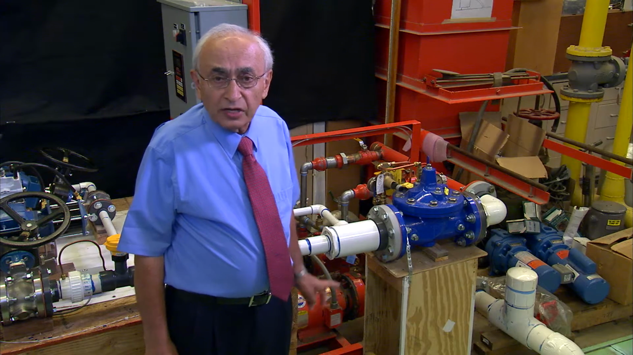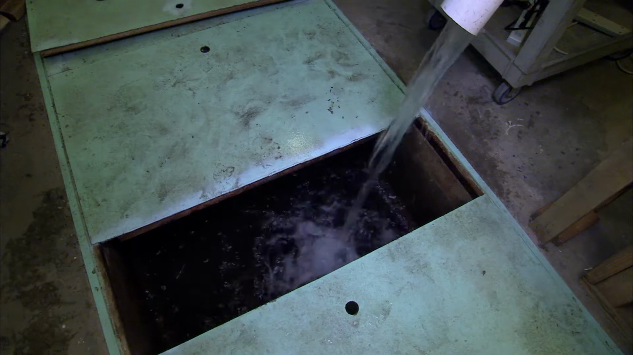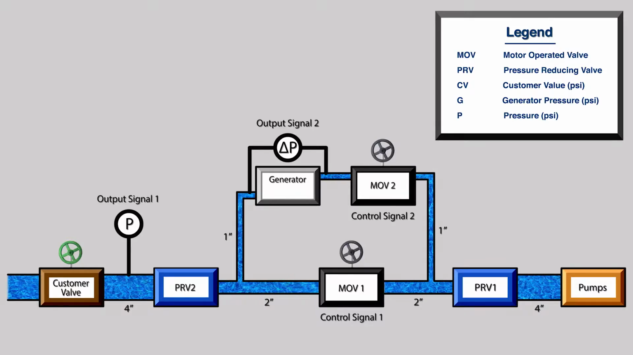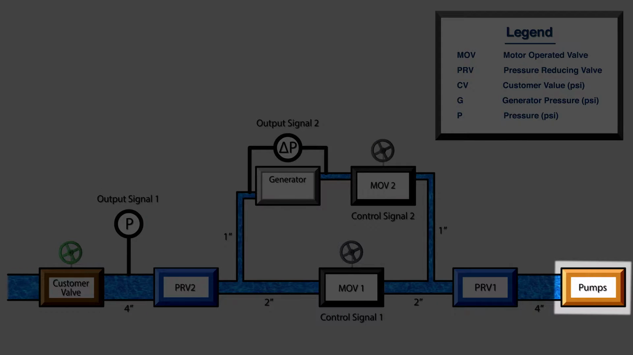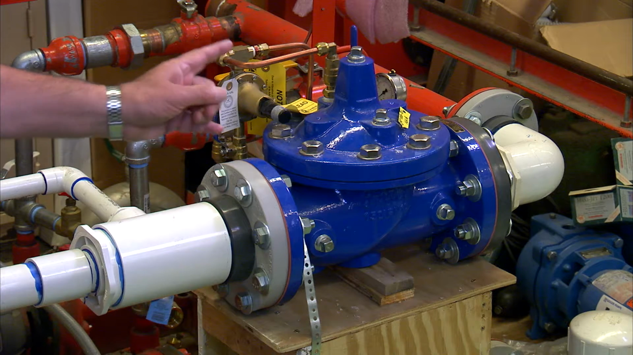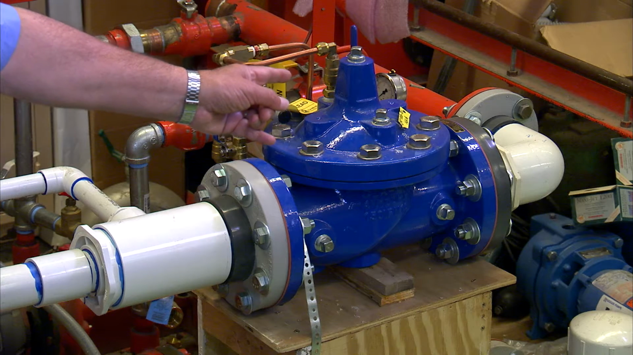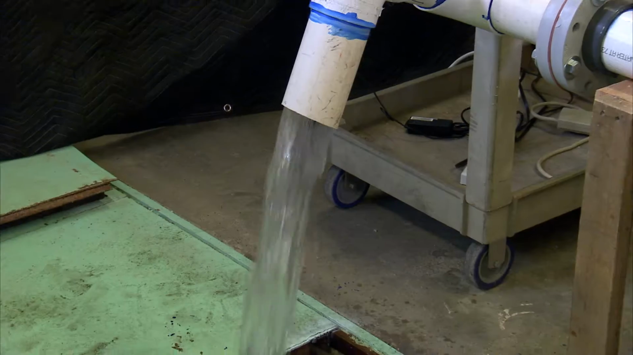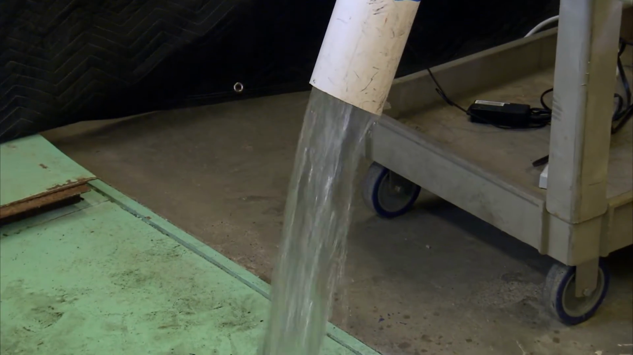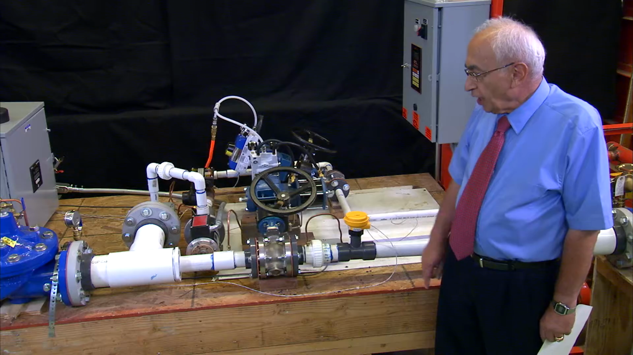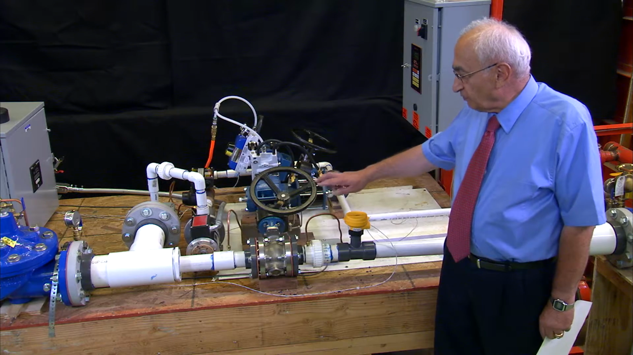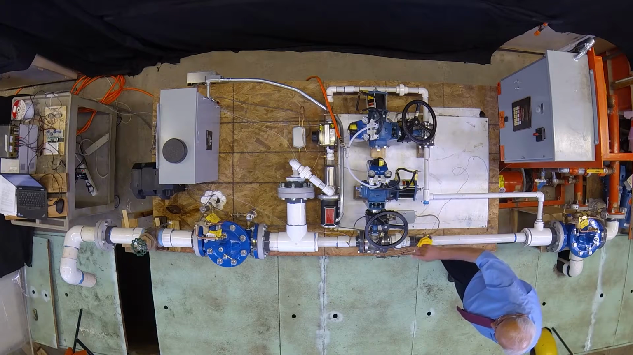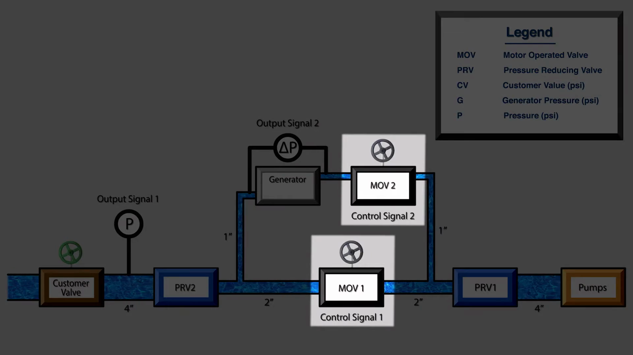We have a reservoir here, and we use 2 pumps to increase the pressure to 120 psi on the pressure-reducing valve. This pressure-reducing valve will take 120 psi and change it to 80 psi to simulate the customer supply system on a 4-inch pipe. These are motor-operated valves 1 and 2, and they are controlled by the computer for their operations.